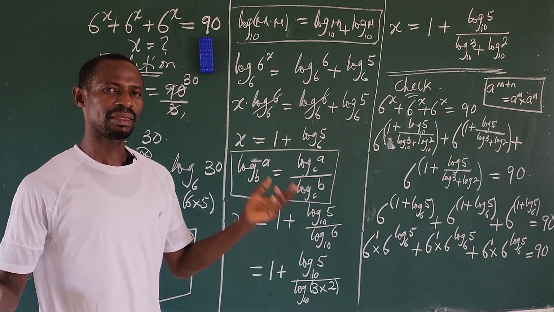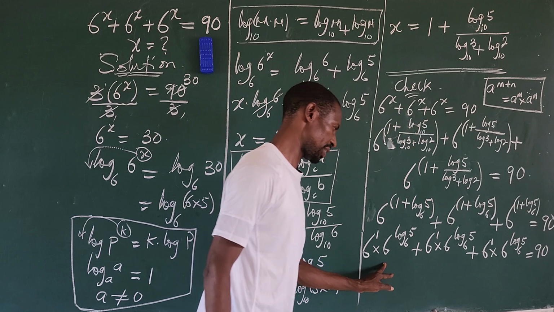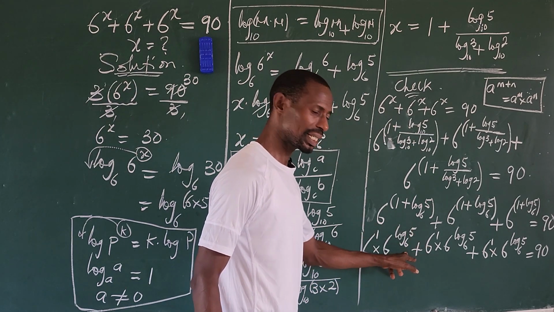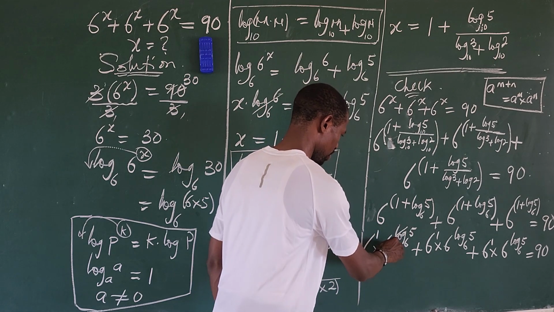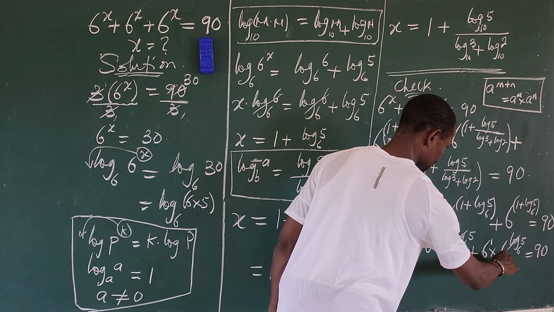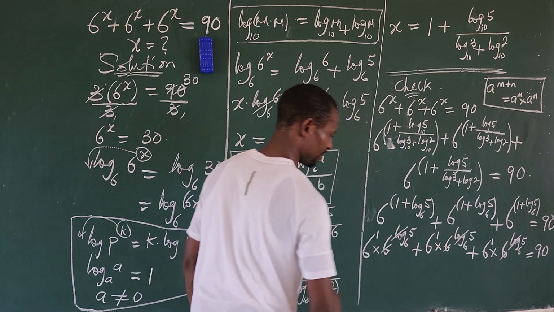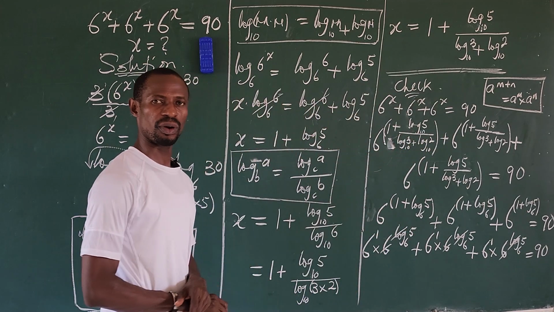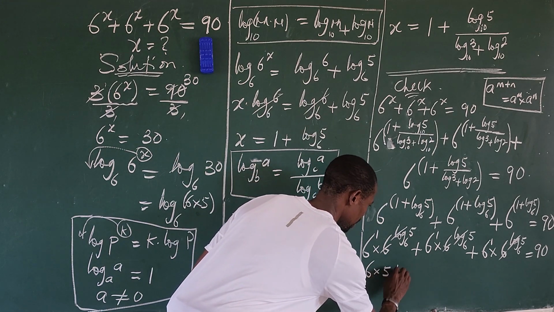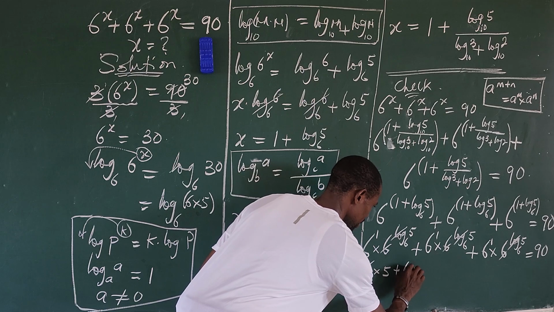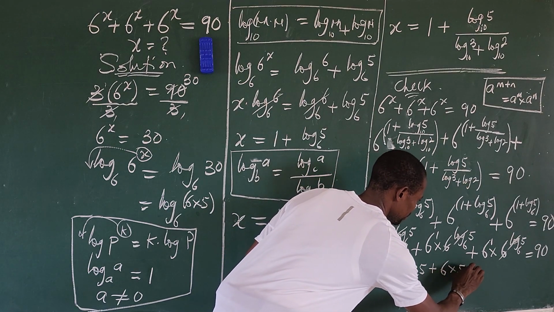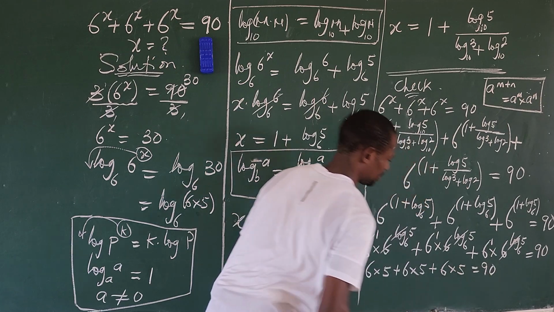Wow. Now look at the second expression here, which is this. We have 6 to the power of log 5 base 6. So what happened? This will go with this, will go with this, will go with this. So we are now left with 5 here. And 6 to the power of 1 is 6. So we're going to have here 6 times 5 plus the same thing, 6 times 5, plus 6 times 5 equal to 90.